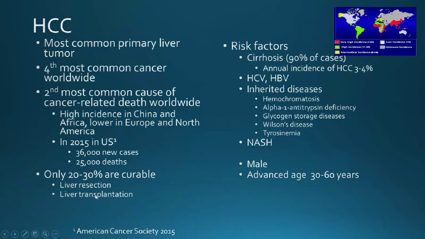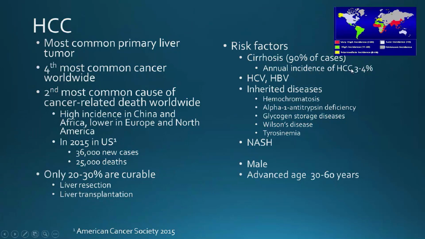And this is basically because of the late presentation, and by the time we see these tumors, they have either spread out of the liver or advanced inside the liver. Another main factor for being not resectable is that about 90% of these cases are with cirrhosis, and that limits the rate of resection in these patients. The annual incidence of hepatocellular carcinoma in cirrhotic patients is about 3 to 4%. So when we follow all these cirrhotic patients, we can see about a 3 to 4% chance of cancer.